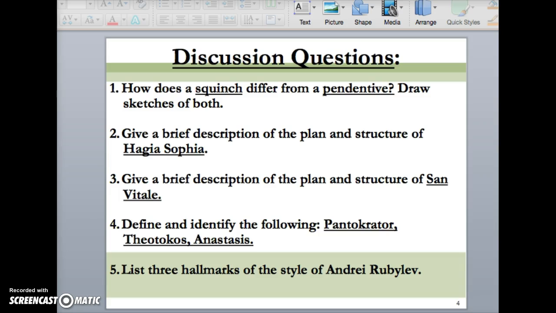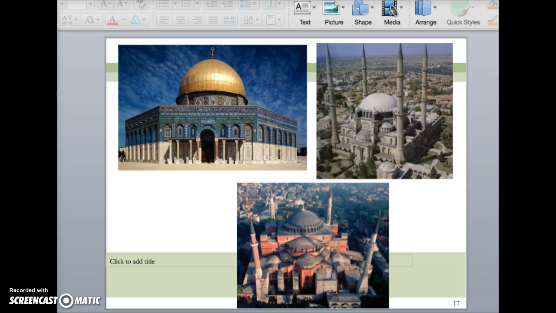We also talked a fair amount about squinches and pendentives, so you should be familiar with those two architectural elements, know how they're used, where they're used, and being able to draw a simple diagram of them would be helpful as well. These three structures you should be very familiar with. We talked about Hagia Sophia and the Dome of the Rock.